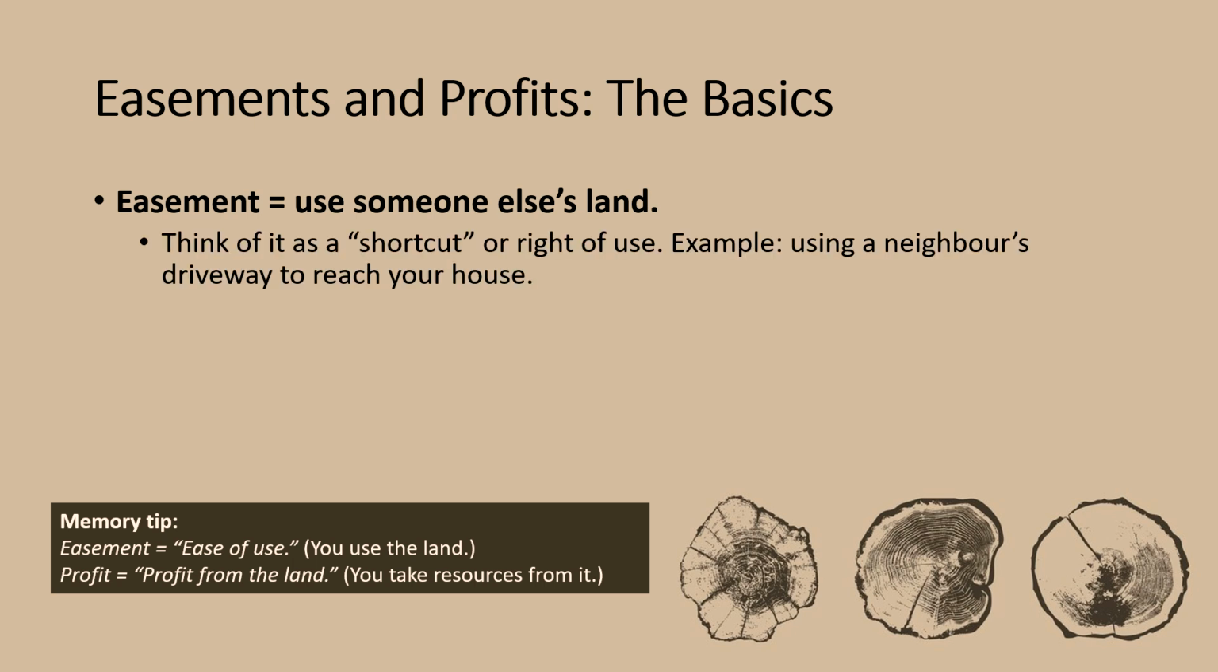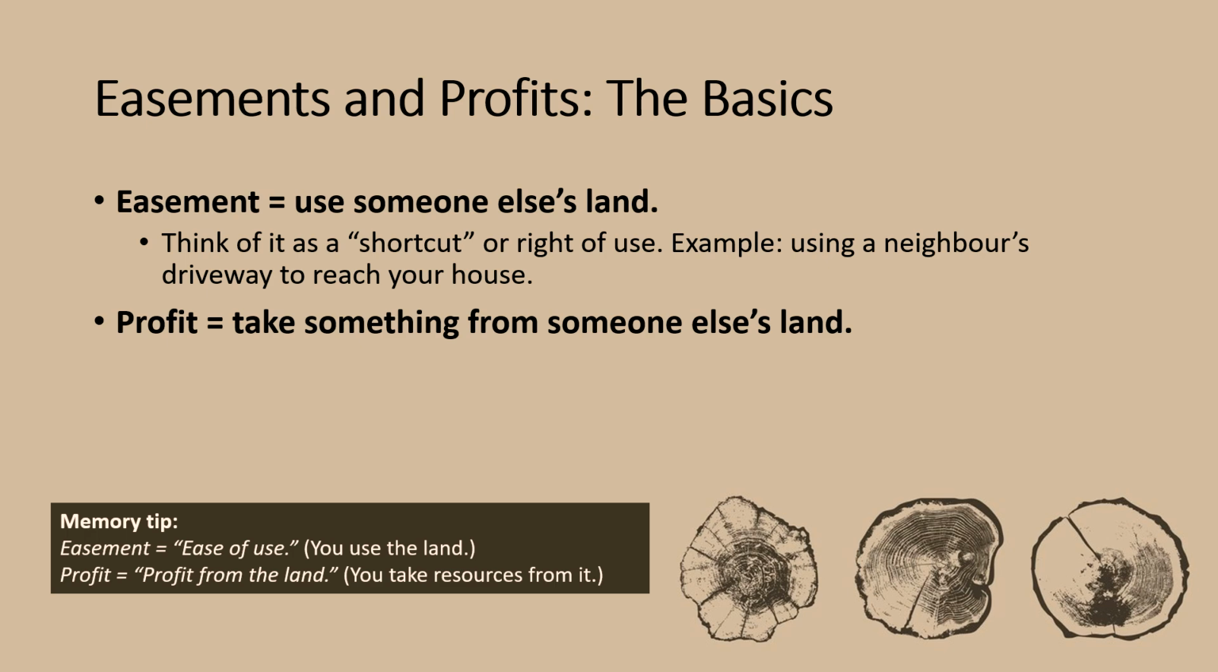So the most common example really is a shortcut, a right of way, something like that. So, for example, if you're allowed to use your neighbor's driveway to reach your own house, or to access the road, or whatever there might be. So those kinds of things count as easements, and it's important to distinguish them from profits.